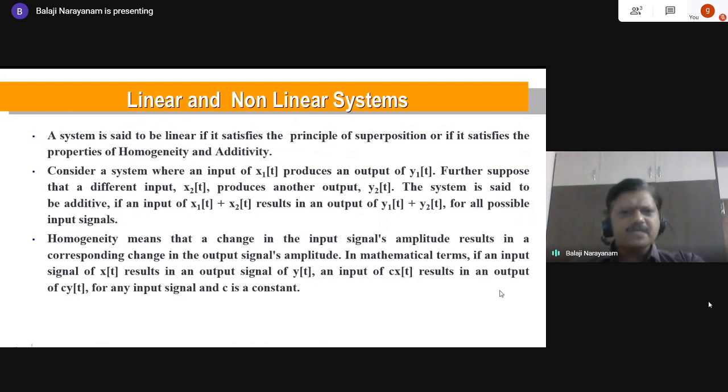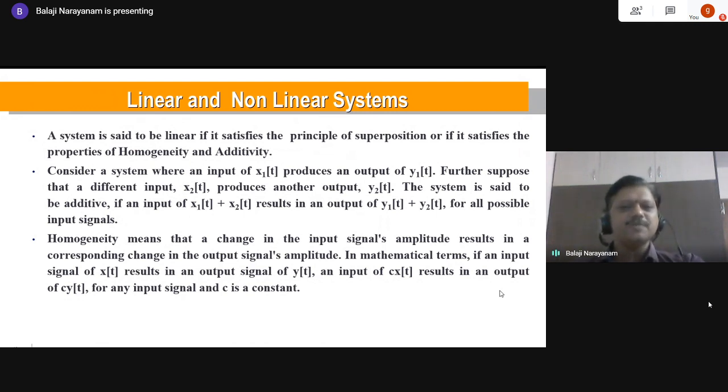For the first property, we will take additivity. So consider a system with an input x1 of t, and if we apply x1 of t as the input for our system, the output obtained is taken as y1 of t. Now, we apply a different input than x1 of t. Say we applied x2 of t as our input, then that produced an output of y2 of t.